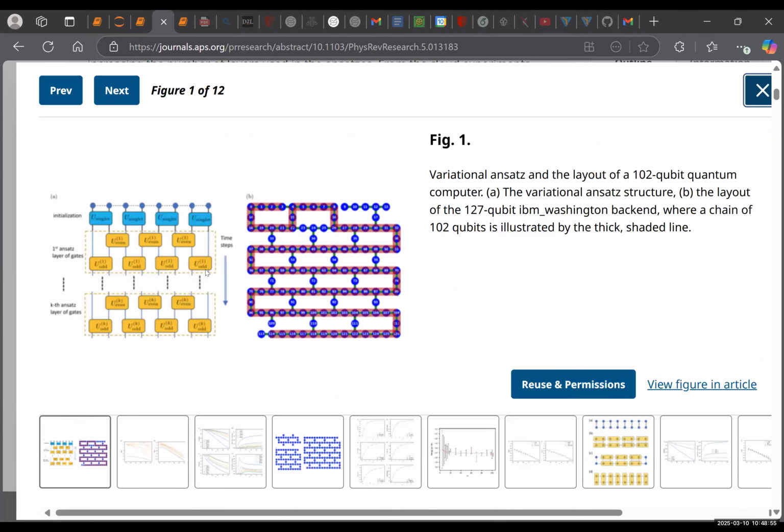Yeah, so maybe just in this, we ran on this IBM device. I think it's IBM Washington, but it's retired a long time ago. We could get 102 qubits at most. Just to show you the results.